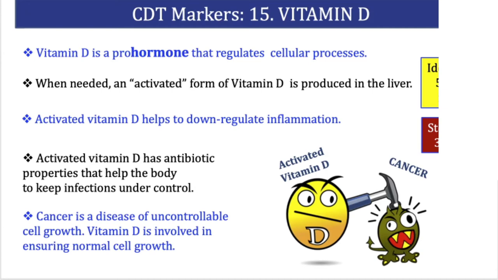So it's an oxidative process. So activated vitamin D really should show, this should be a neutrophil right here. There's your activated vitamin D. This is the neutrophil. And boom, it's clobbering the infection. And vitamin D also has many activities in ensuring normal cellular division.